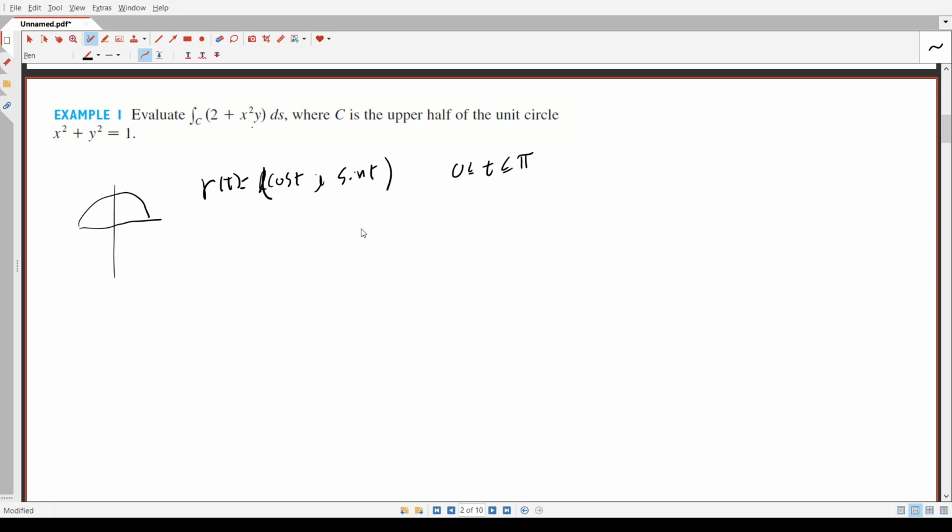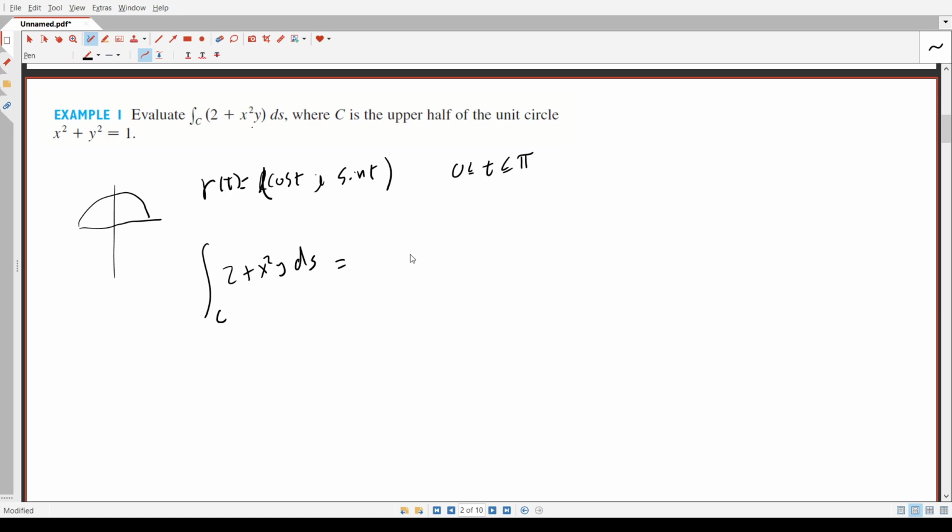Now, it really does not matter how I parameterize this curve, as long as it describes the same curve. The area is going to be the same no matter how I describe it, as long as it's the same curve. So here's my r, and I want to integrate the integral over c of 2 plus x squared y ds.